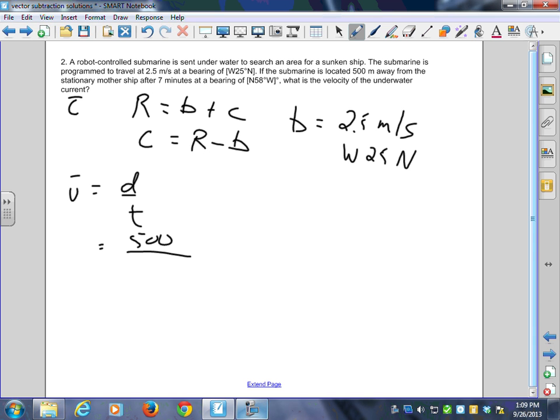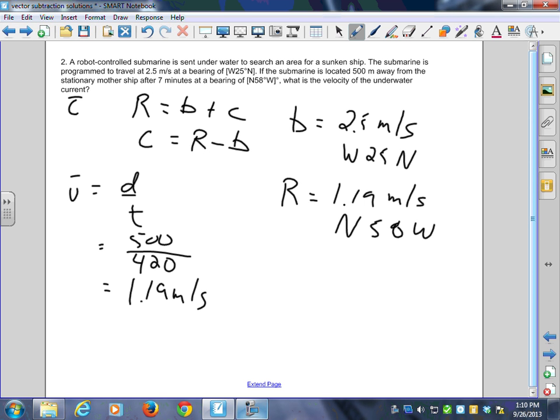7 minutes times 60 seconds is 420. So you get 500 divided by 420. And that works out to 1.19 meters per second. So my resultant is going to be this 1.19 meters per second, and the resultant bearing was north 58 west.